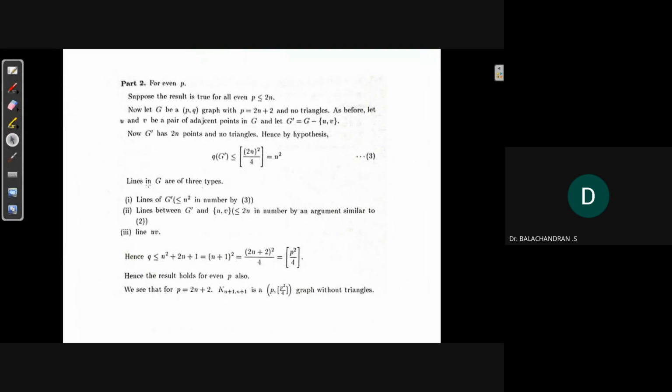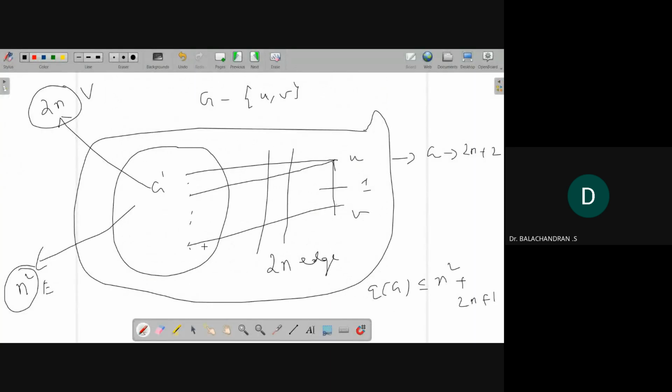So here the edges of G are of three types. The edges of G dash: just now we showed maximum n square. Edges between G dash and u, v: maximum 2n. And the edge uv, that is 1. So the number of edges in G, q, is less than or equal to n square plus 2n plus 1, which is equal to (n plus 1) whole square.